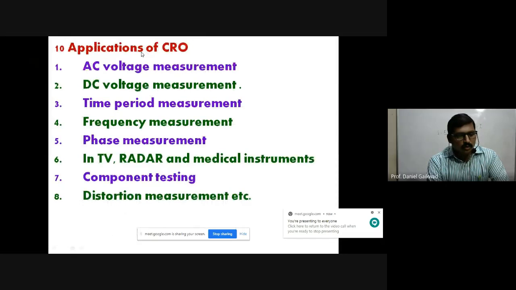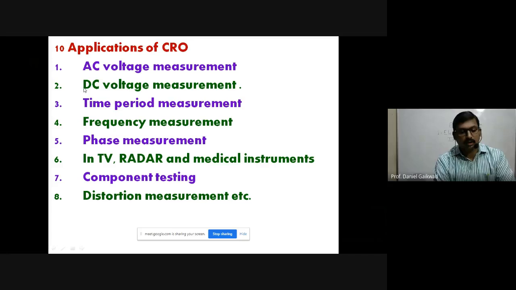So in the previous lecture, we just began with the applications of CRO, in which we have AC voltage measurement, DC voltage measurement, time period measurement, frequency measurement, and phase measurement. These 1 to 5 we are going to discuss, and that will be in our syllabus. Again, we have more applications: number 6, in TV, radar and medical instruments; number 7, component testing; and number 8, distortion measurement in a signal.